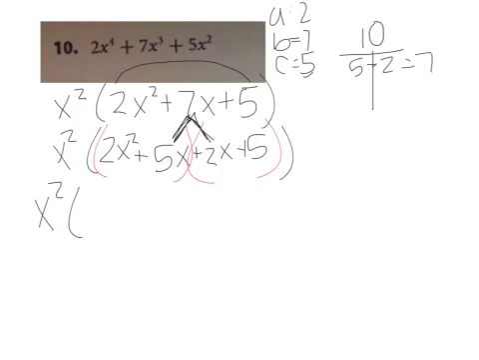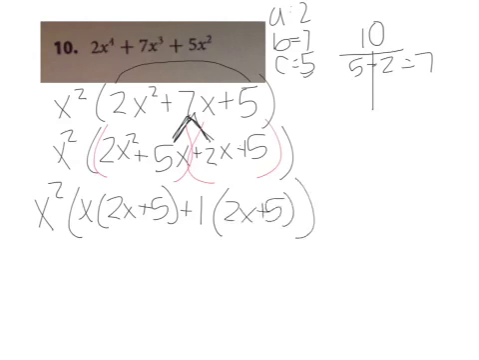From 2x squared plus 5x, I can pull out an x. And then I just have 2x plus 5 left over. And then my other group is 2x plus 5, whose greatest common factor is just 1. Nothing else divides both of those evenly except for 1. And so then I would have 2x plus 5, which is good because now I have a common binomial factor that I can pull out.